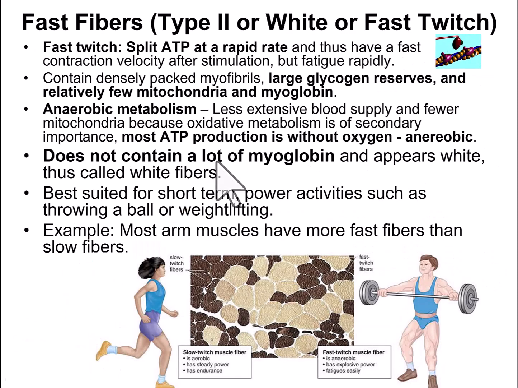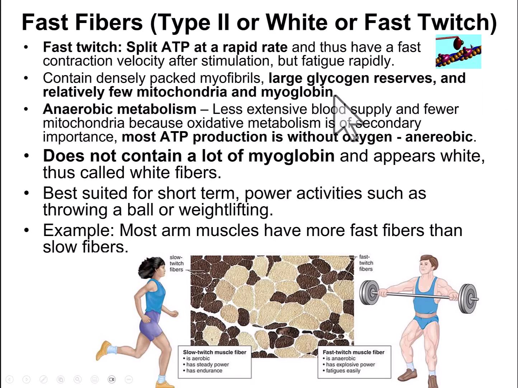Fast fibers, also called type 2, or white, or fast twitch fibers, are going to split ATP at a rapid rate and thus have fast contraction velocity after stimulation. But they fatigue rapidly. They contain densely packed myofibrils, so their myosin heads, shown here, are going to cock back really quickly because they split ATP really quickly. Well, they contain densely packed myofibrils. Remember, those are your thick and thin myofilaments?